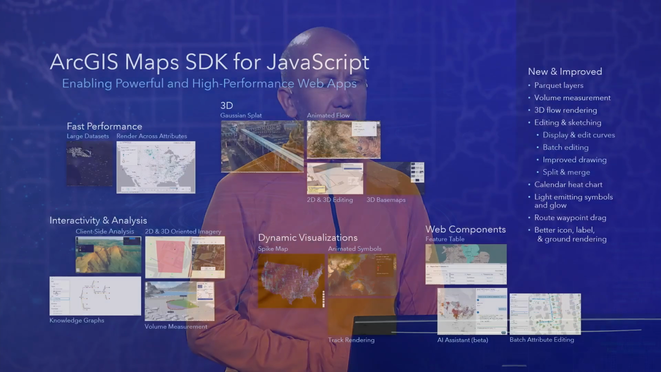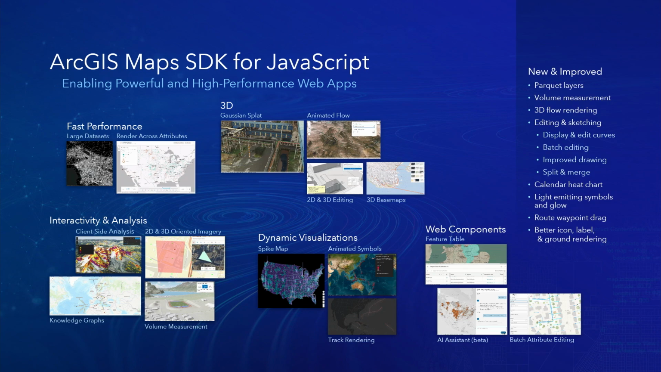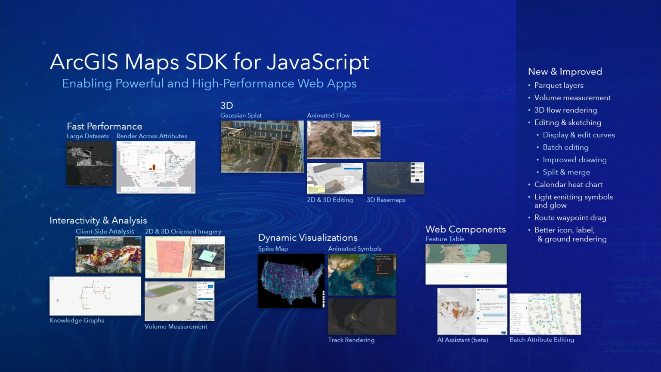The ArcGIS Maps SDK for JavaScript is the best solution for creating custom applications that can be used across browsers, across devices, and across your organization. Whether you're using NPM or CDN, whether you're using React, Angular, or Vite, we have the solution and documentation for you. The SDK allows you to build 2D and 3D web applications that can visualize anything from small datasets to large datasets with fast performance.